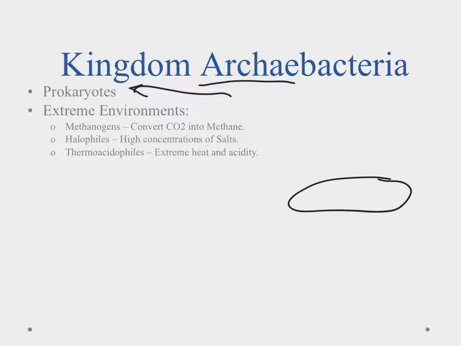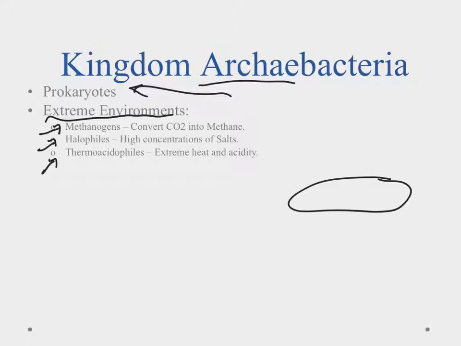Now, the Archaebacteria kind of represent what we think life was like when it first originated on the planet. These guys like to live in extreme environments. We have what we call our thermoacidophiles. These guys like the extreme heat and the extreme acidity. We also have halophiles, which are very salty areas, high concentrations of salt water. And then we'll have the methanogens here, which will convert carbon dioxide into methane.